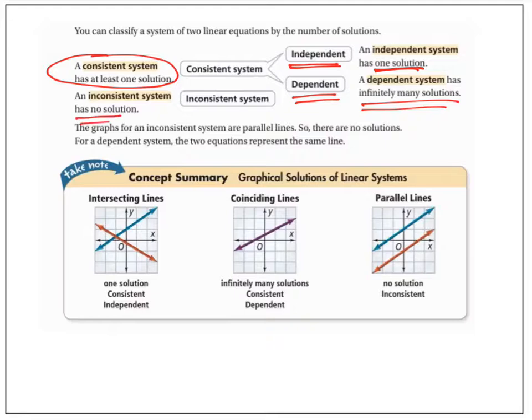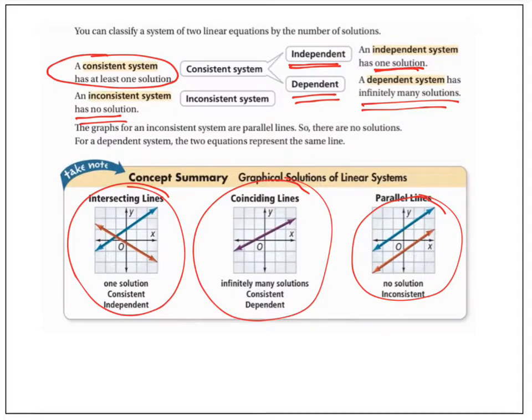Inconsistent systems have no solutions. And if you remember back to Algebra 1, an inconsistent system with no solutions would be parallel lines, because they'd never cross. A consistent system could be lines that intersect at one spot, or it could be the same line twice, where they overlap and lie on top of each other, intersecting at infinitely many points.